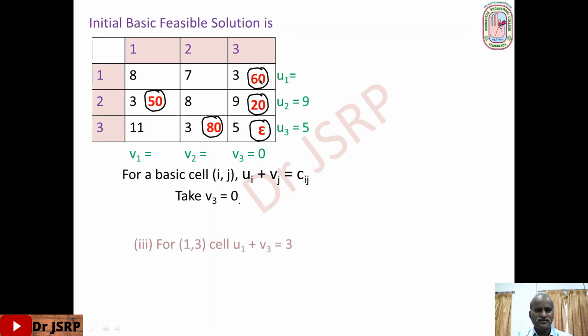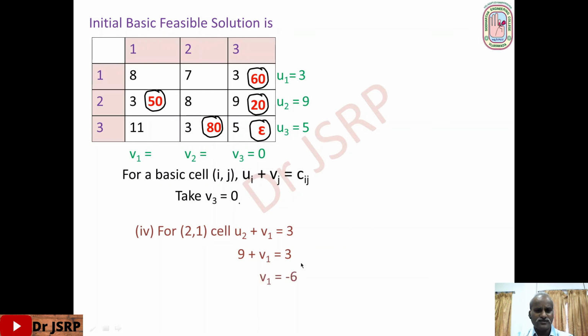Next, consider the 1, 3 cell: U1 plus V3 equal cost 3. Substitute V3 0. So U1 equal 3. Next, to calculate the remaining two values, first take the 2, 1 cell, this basic cell. For this basic cell U2 is known. For the 2, 1 cell, what is the relation? U2 plus V1 equal cost 3. Substitute U2 value, 9 plus V1 equal to 3. So V1 equal 3 minus 9, minus 6. So V1 equal minus 6.